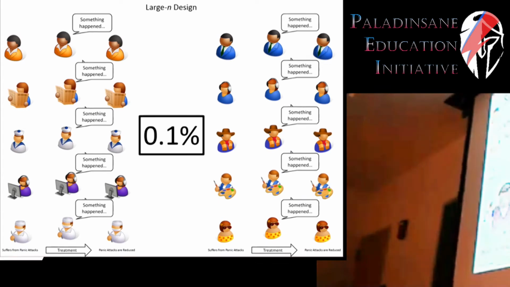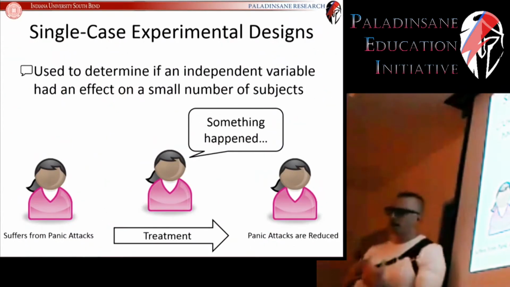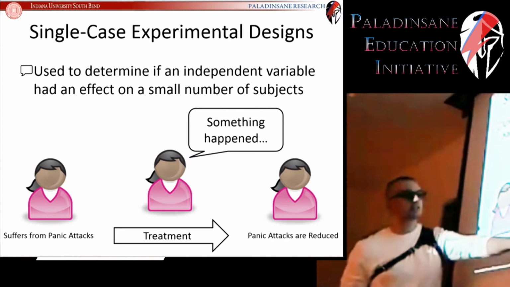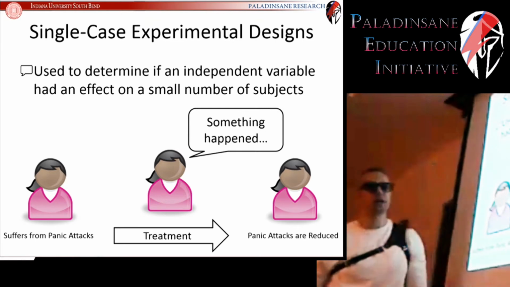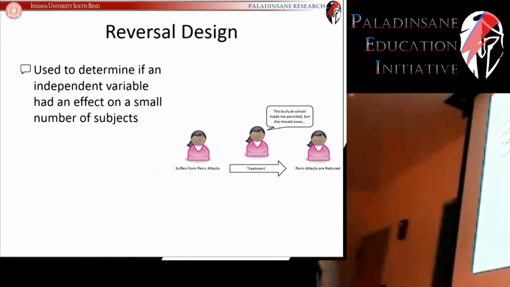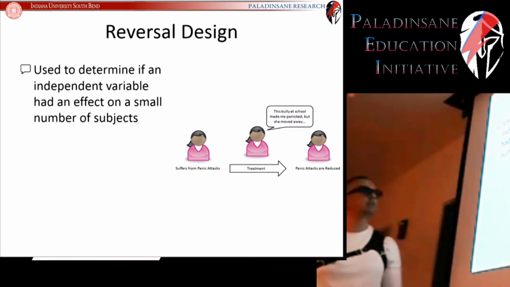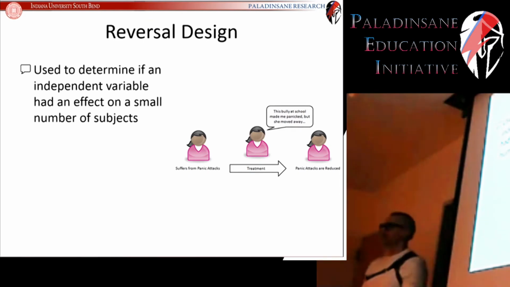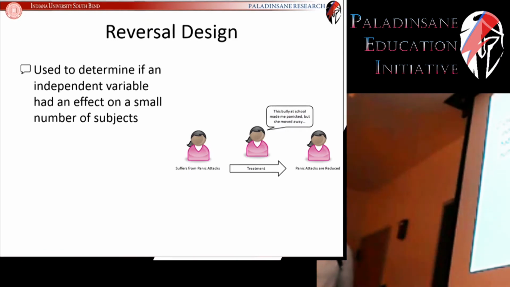All right. So what do we do? How do we handle this? How do we make sure that it's the treatment or that it's something else? How do we determine which one of those is the actual case? Well, for that, we have two major designs that are used in these cases, the reversal design and the multiple baseline design. So we'll start off with the reversal design.